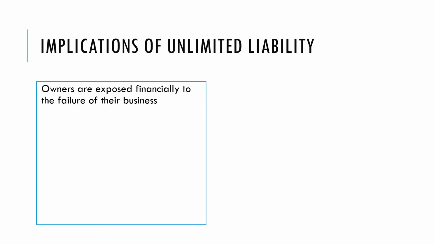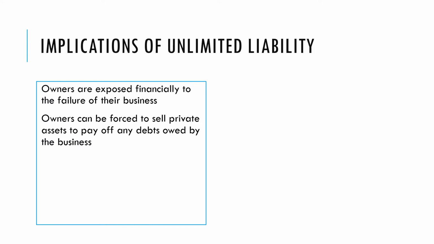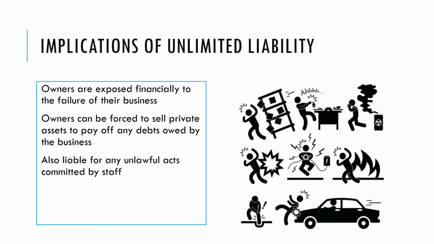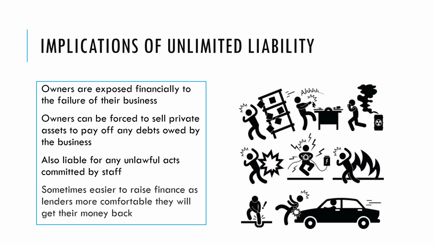What are the implications of being a business with unlimited liability? Well, you're financially exposed to the failure of the business. You can be forced to sell off private assets to pay any debts that the business owes. You're also liable personally for any unlawful acts committed by staff. However, sometimes it's easier to raise finance as lenders are more comfortable they'll get their money back, because not only is the money in the business there to be used, but also your own personal private assets. Some of the other good news, if you have an unlimited liability company, is you don't have to register with the government, and as a result you won't be paying corporation tax.